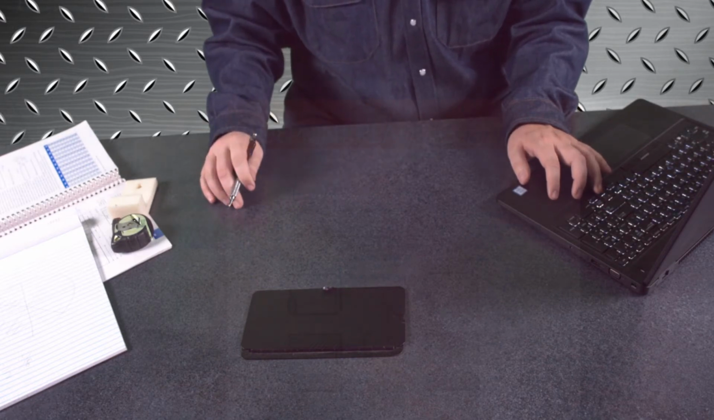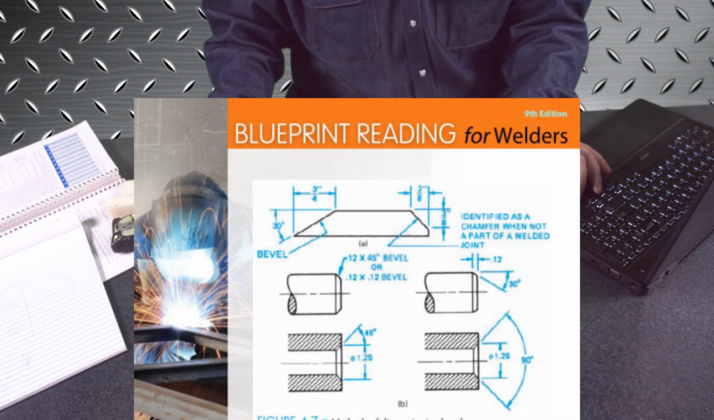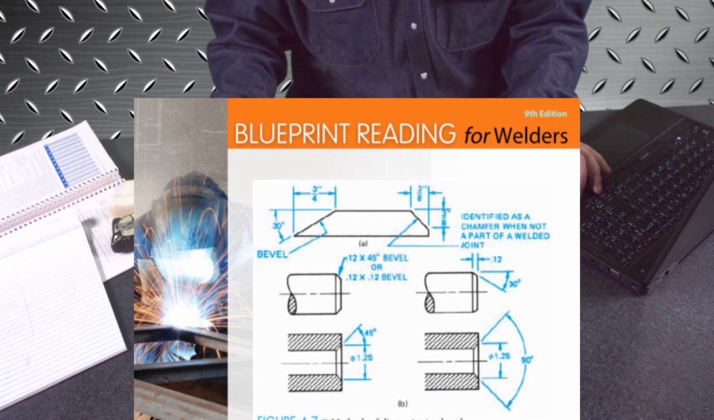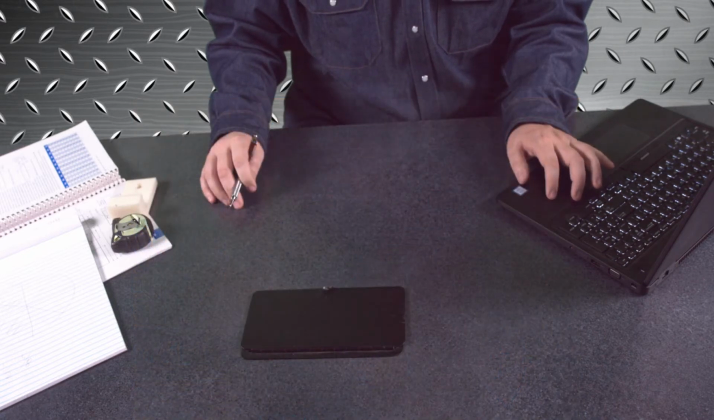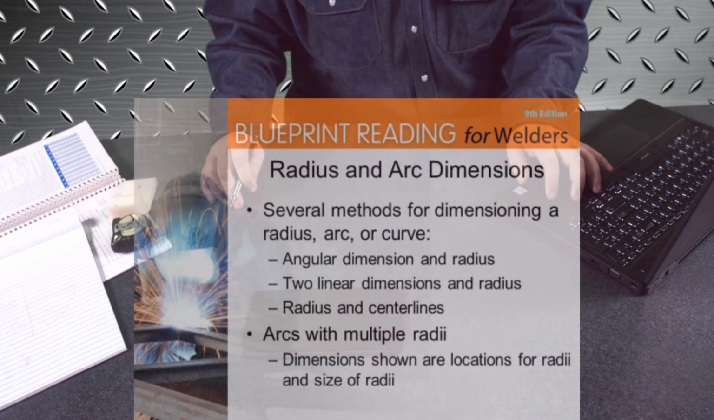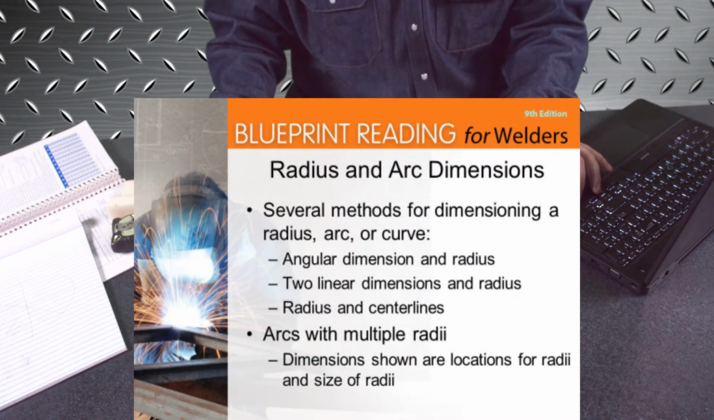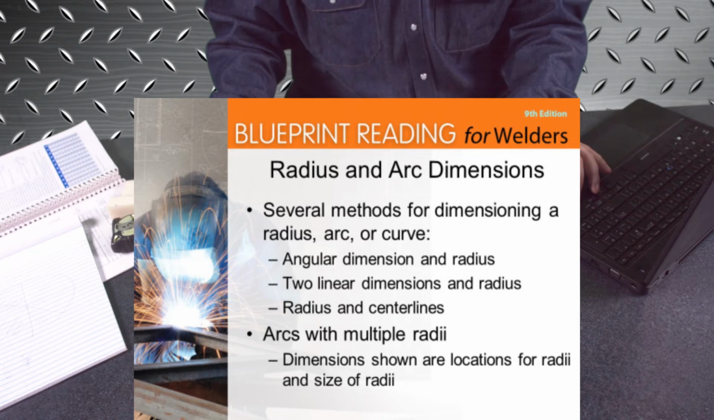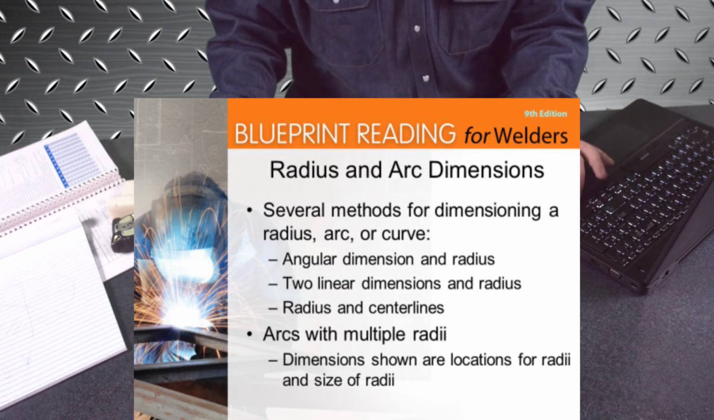You can see right here, I have one using the dimensioning line method and the other using the note method. Several dimensionings are for curves, radius, and arcs: angular dimensions and radius, 2 linear dimensions and a radius, radius and center lines, and then arcs with multiple radii. Dimensions shown are the location for radii and the size of the radii.